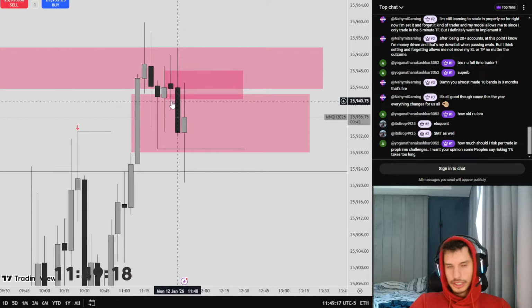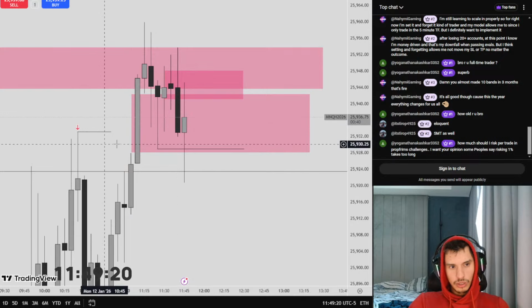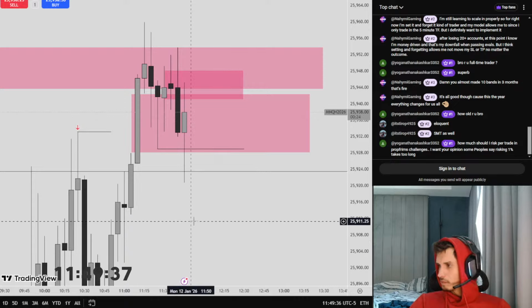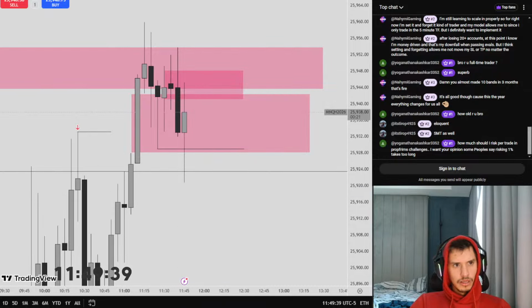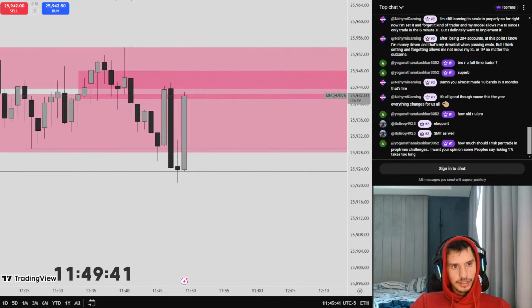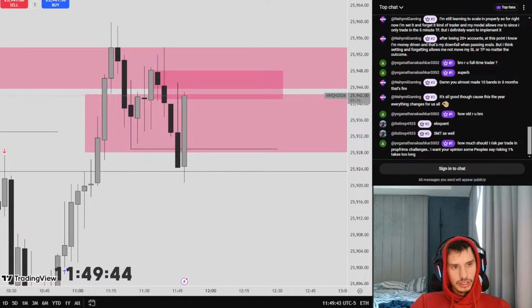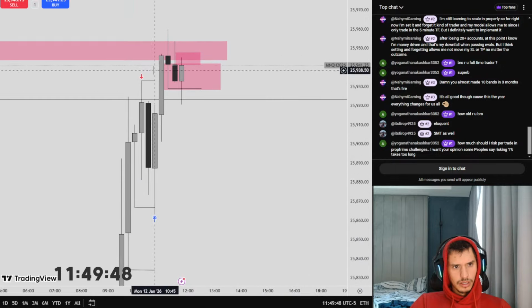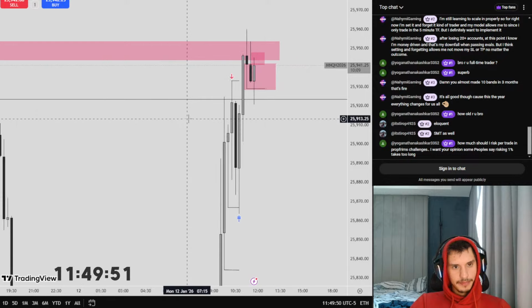Still waiting. If you're looking to take this IFEG, you need to wait for a candle to close below it. Gotta wait, gotta wait. Don't take premature entries. Don't get FOMO. Just wait. So we are still bearish. We are still looking for shorts, trading inside of this 15-minute gap.